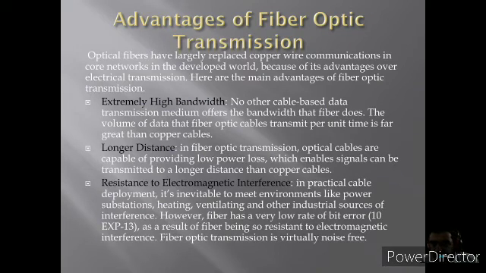Advantages of fiber optic transmission. Optical fiber has largely replaced copper wire communications in core networks in the developed world because of its advantages over electric transmission. Here are the main advantages of fiber optic transmission. First, extremely high bandwidth. No other cable-based data transmission medium offers the bandwidth that fiber does. The volume of data that fiber optic cable transmits per unit time is far greater than copper cable.